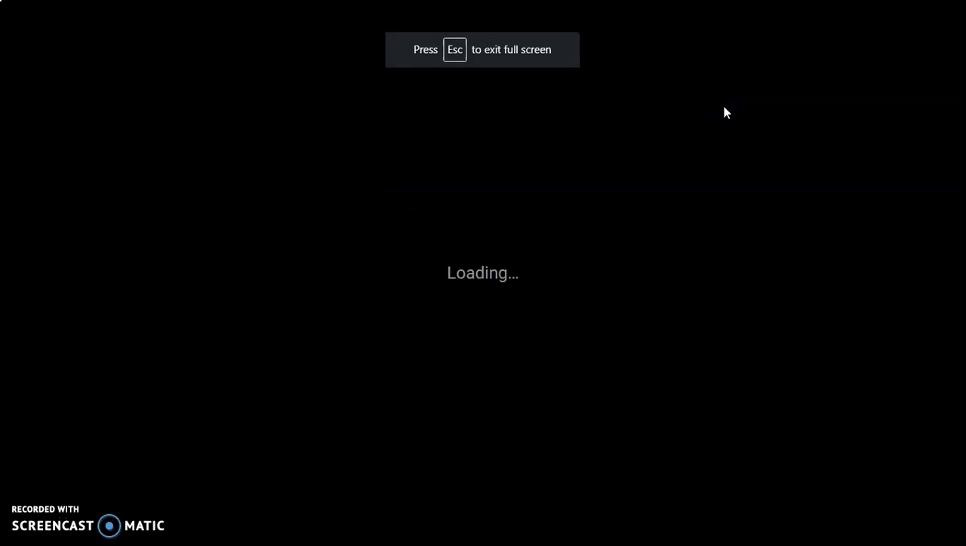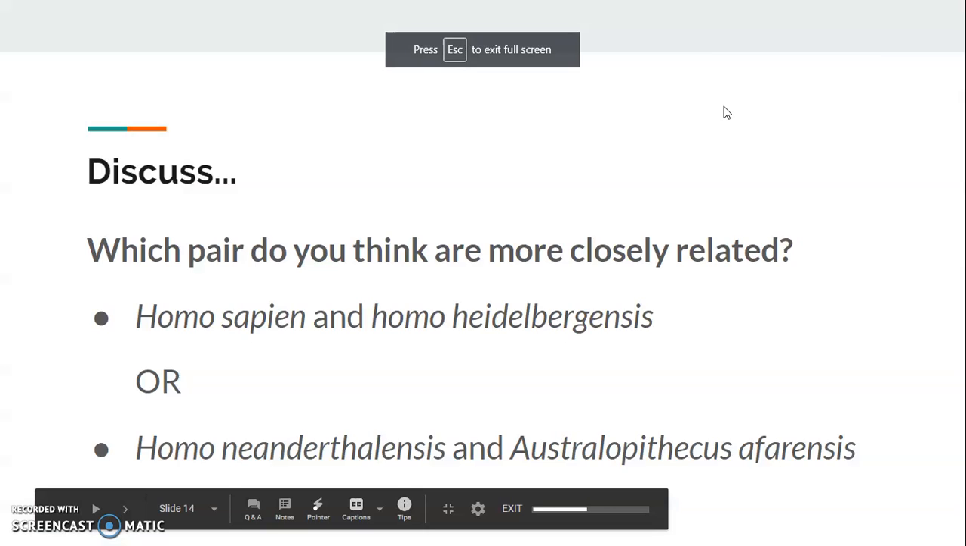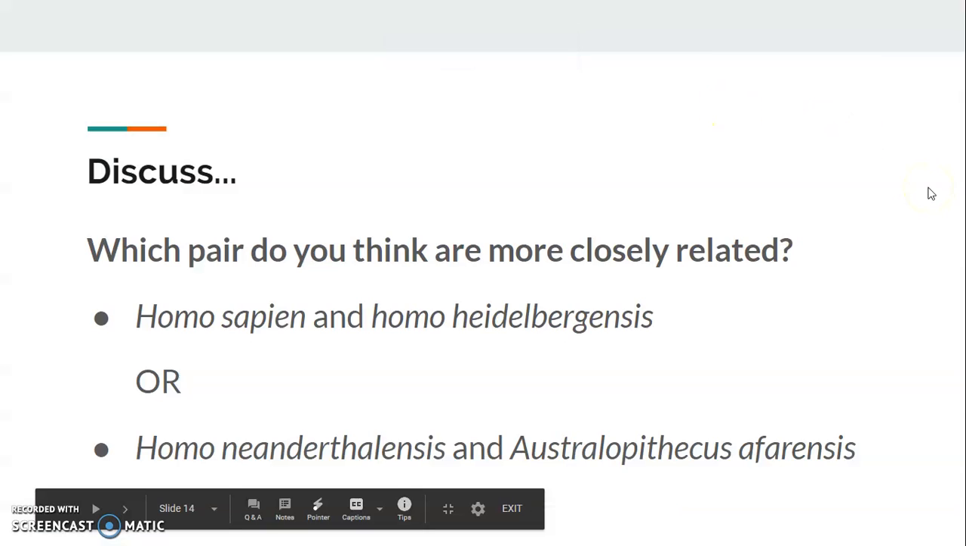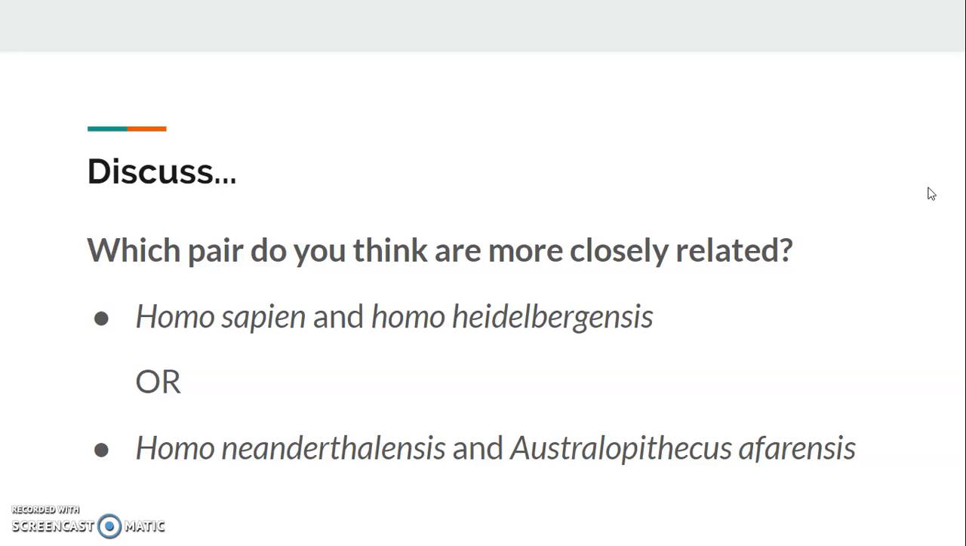Alright, so my first thinking point for you. Usually we'd do a think, pair, share in class, but I want you to think about which pair of species below you think are more closely related. The first combo is Homo sapiens and Homo heidelbergensis. And the second one is Homo neanderthalensis and Australopithecus afarensis. I'm not going to wait, but you can pause and think and come back when you are ready to justify your answer in your head.